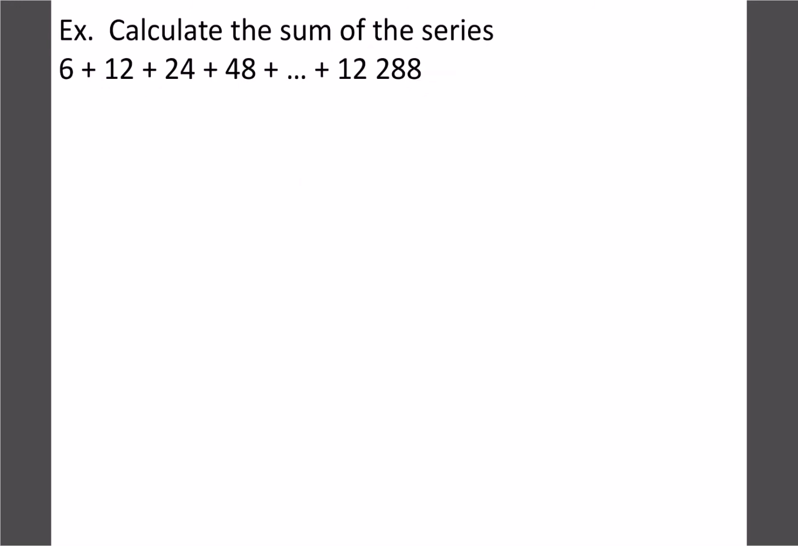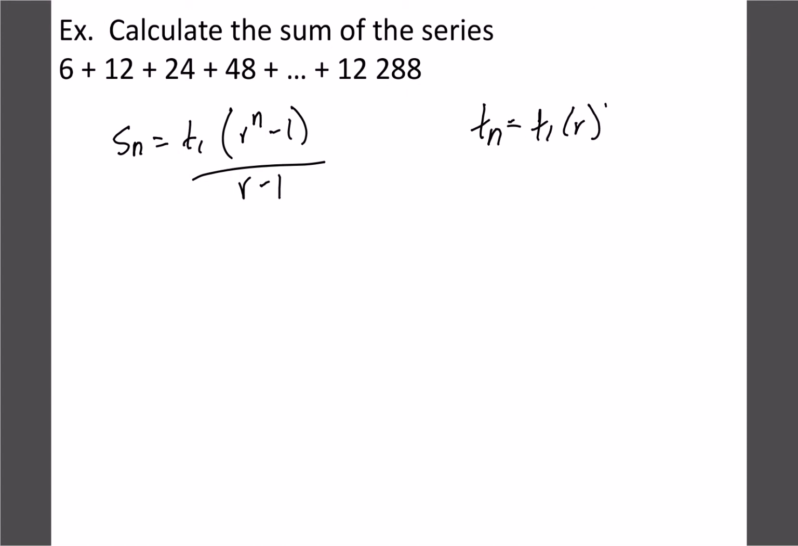Okay, here's another one. We want to know the total sum from 6 to 12,288. Let's use our new formula again, where since we're getting bigger, we'll put in the r to the n minus 1 over r minus 1. You can see our term 1 is 6, and we know our r is 2 in this case. We're timesing by 2 each time, but we don't know the number of terms. We did this previously: we have to do our t of n formula first to figure out what our number of terms is. So let's plug that in first.